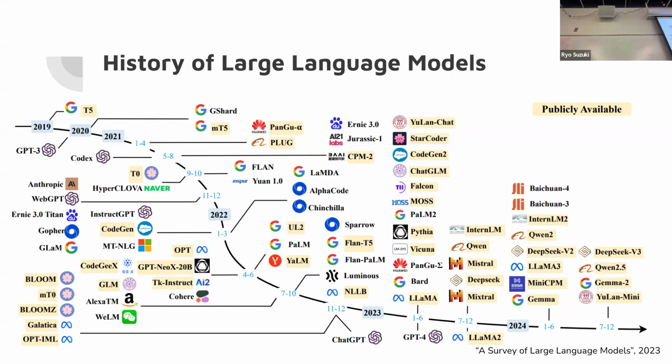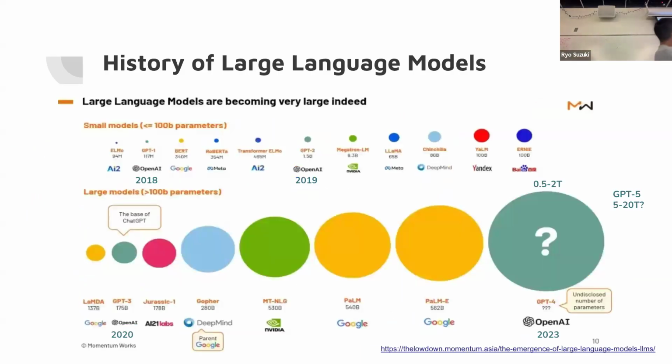And then you have a history of many different people releasing different models. So this is kind of 2024: DeepMind and Google and Naver and Meta and so on. And if you look at this diagram, it is crazy.